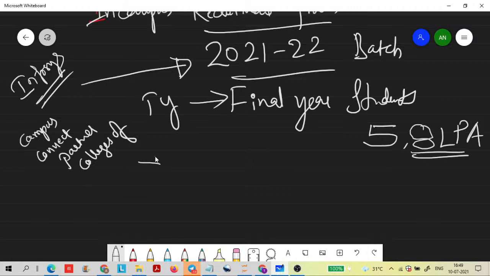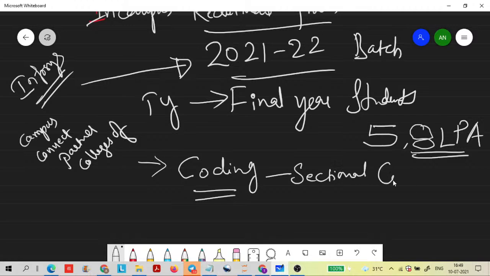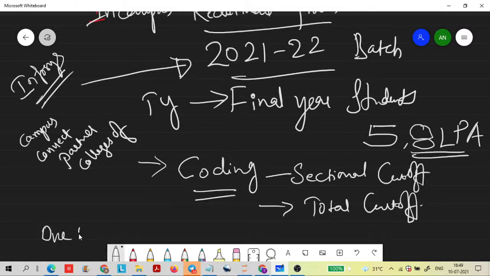Here there is no aptitude, only coding questions will be there. There is a sectional cutoff and a total cutoff is also there. So at least you should focus first on completing one complete problem statement with all the test cases. Then there are chances of getting an interview call.